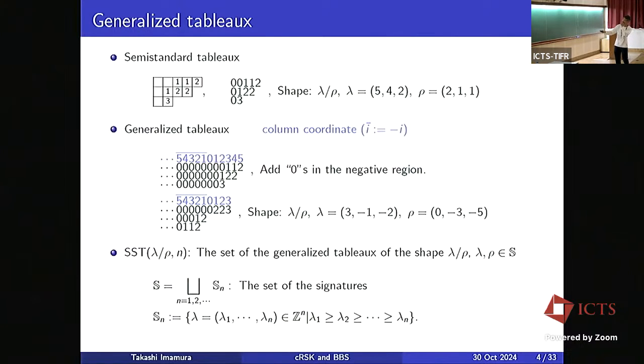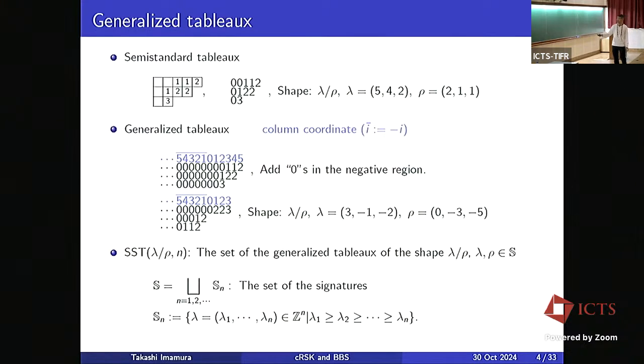To this semi-standard tableau, we assign the generalized tableau like this, by just adding infinitely many 0 elements in the negative side. And in generalized tableau, we also consider this kind of tableau, where the positive element can lie in the negative side, negative column coordinates like this. And we can also define the shape of this tableau by just putting the column coordinates of the rightmost positive element for each row.